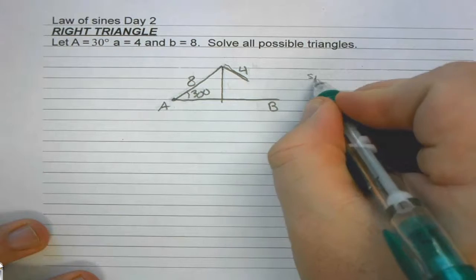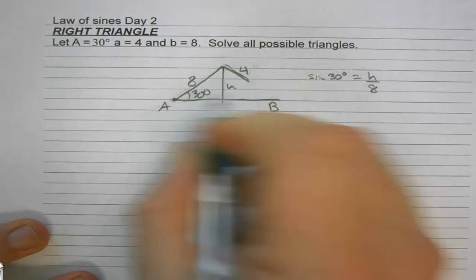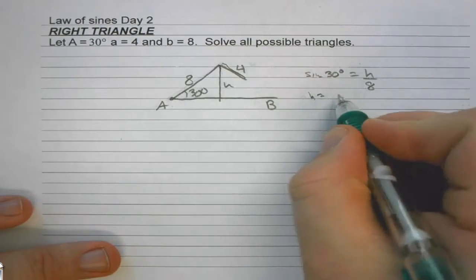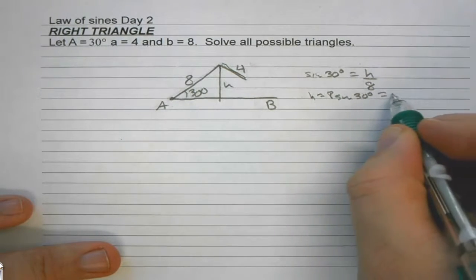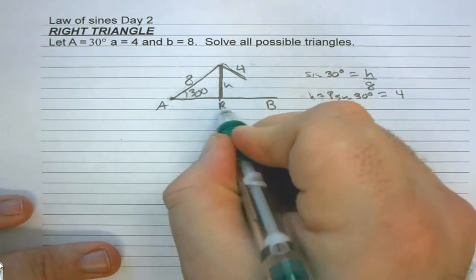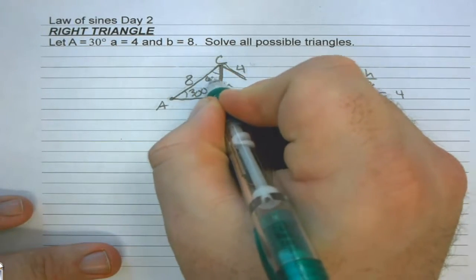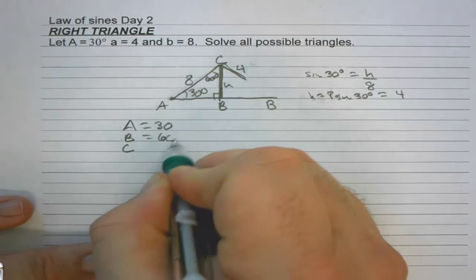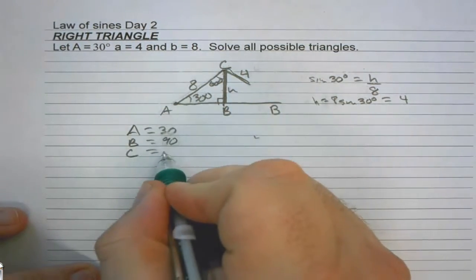We have the sine of 30 degrees is equal to opposite over hypotenuse, h over 8. Let's multiply by 8, so h is equal to 8 times the sine of 30 degrees. Sine of 30 degrees is 1/2, so this ends up being exactly 4. So it turns out we have a right triangle. So that's angle B down here, which is 90 degrees, and angle C up here is going to be 60 degrees because we know it's a right triangle. So A is 30, B is 90, and C is 60.